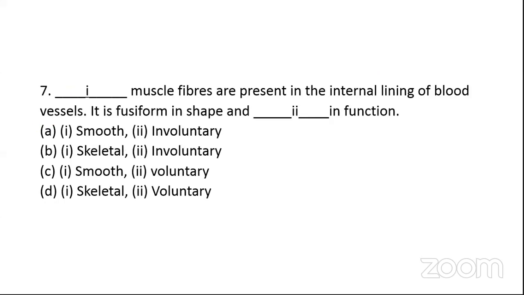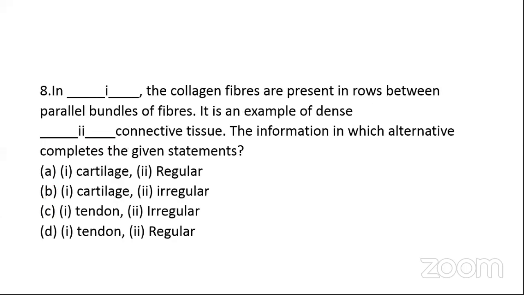Then seventh one. Blank muscle fibers are present in the internal lining of blood vessels. So it is smooth. So here B and D are gone, smooth. And it is fusiform shape and involuntary in function. So A is the correct, involuntary in function. This is important.